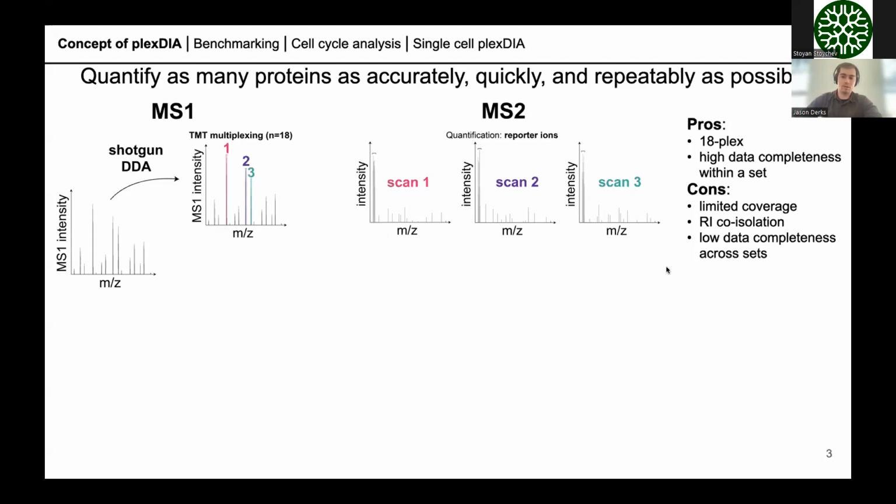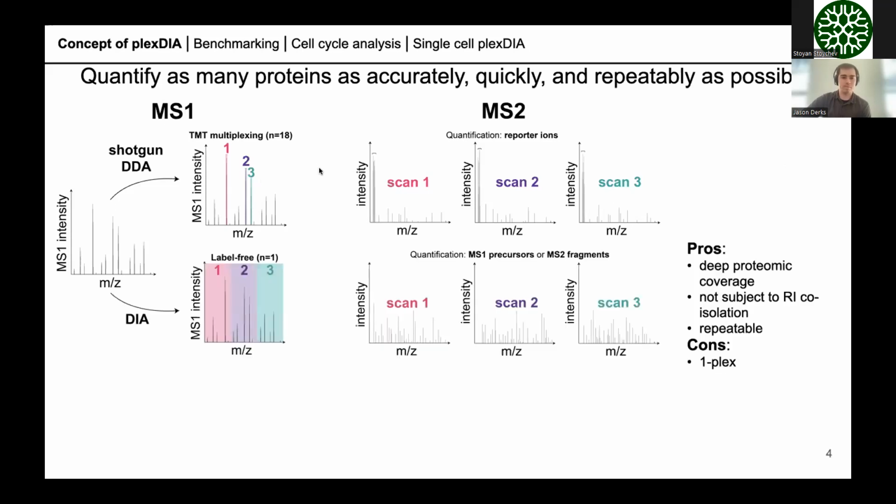The other potential downside of this is that you have low data completeness across sets. And this is because the sampling is data dependent and it's going to be slightly stochastic. You're not always going to analyze the same precursors for everyone.